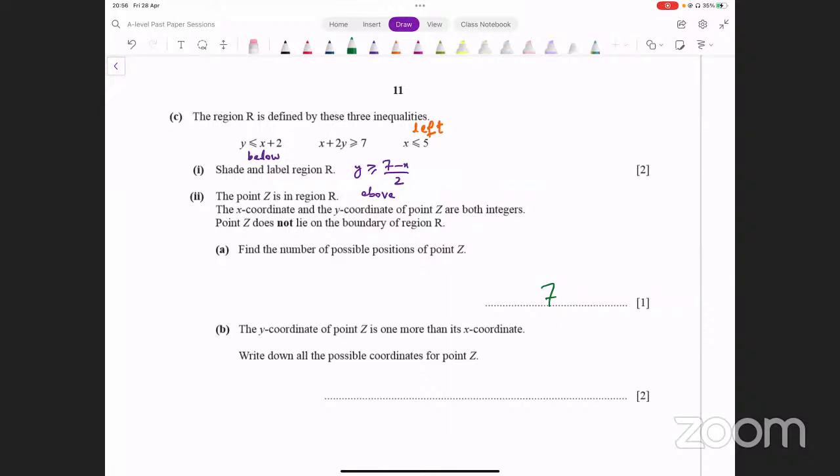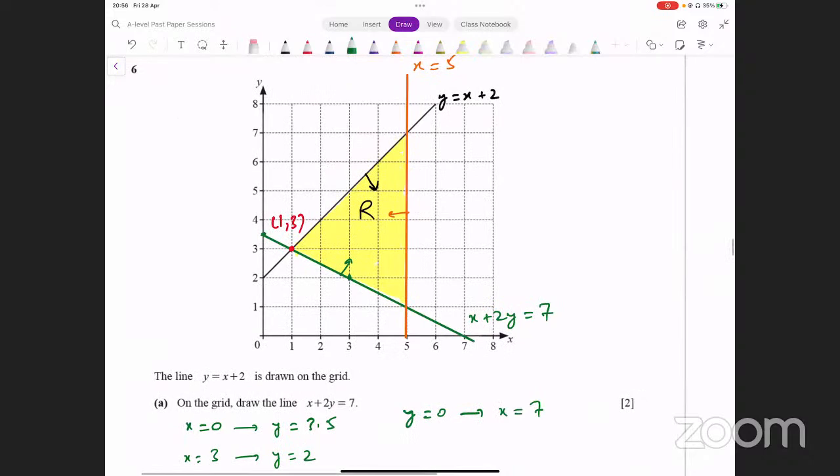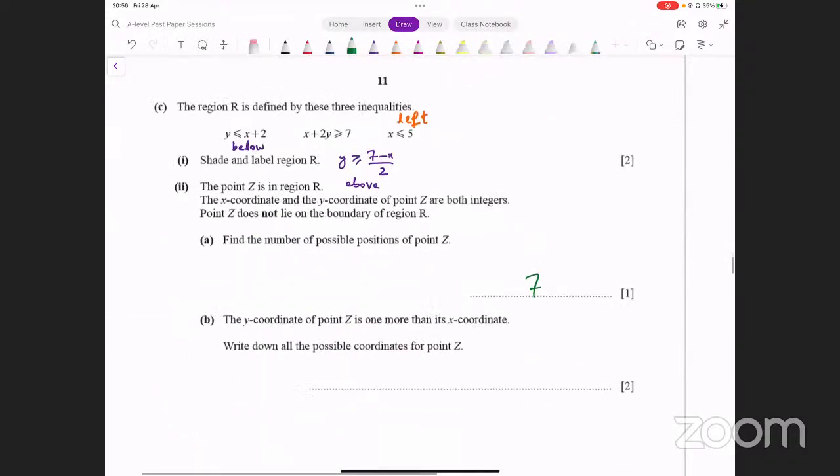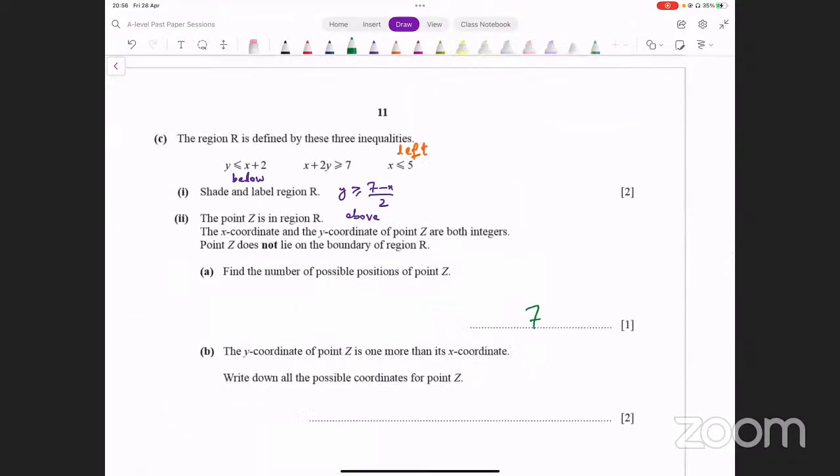ठीक है, अच्छा, उसके बाद वो कहता है the y coordinate of the point Z is 1 more than its x coordinate. Write down all the possible coordinates of the point Z. अच्छा देखें, y coordinate is 1 more than the x coordinate. For example, अगर y coordinate 3 है तो x coordinate 2 होगा. This is one possible point, right? अगर वो रीजन के अंदर लाई करता है, it's going to be something like this कि x coordinate जो भी है उससे 1 ज्यादा जो है y coordinate होना चाहिए. हमने 7 पॉइंट्स मार्क किए थे वहां पे, उनमें से देखें कहां पे ये कंडीशन मीट होती है. y coordinate should be 1 more than its x coordinate.